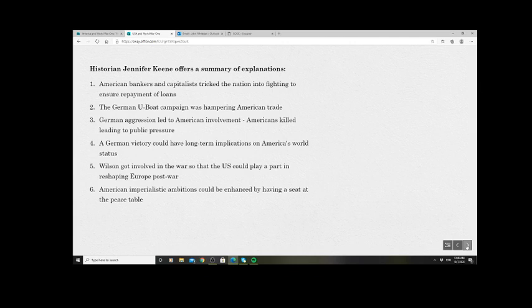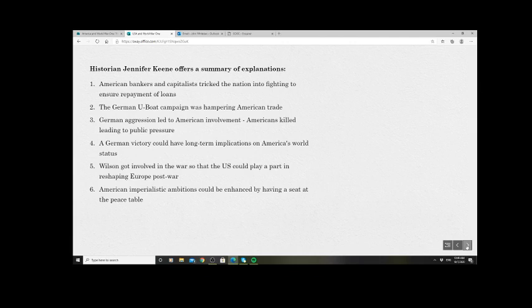The third one, German aggression led to American involvement. Americans were killed, leading to public pressure. Well, that's a hard argument to sustain, because in 1915 Americans were killed in the Lusitania incident, but America does not get involved in 1915. There are some more Americans who are killed after the U-boat campaign begins again, but Wilson does not necessarily bow to this pressure from people like Roosevelt and the public to go to war for reasons of vengeance, if you like.